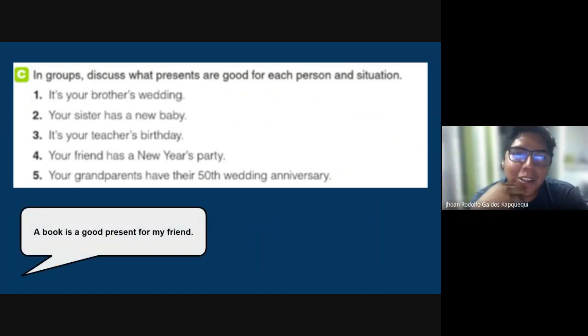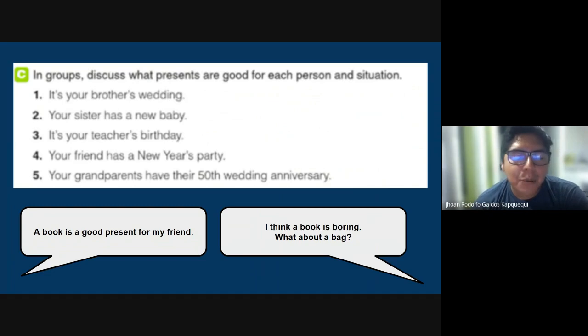I'm going to divide you in groups, but before we go to the groups, let's see how I expect you to comment or to discuss. Here we can see an example. A book is a good present for my friend. One of you can say that, but maybe you have a different opinion and you can say, I think a book is boring. What about a bag? Try to give your personal opinions and try to generate this sort of arguments, but also agreements. If you agree with your partner, you can say, yes, I think that's a good idea. But if you think that there is a better idea, you're welcome to give your new possible solutions, right?